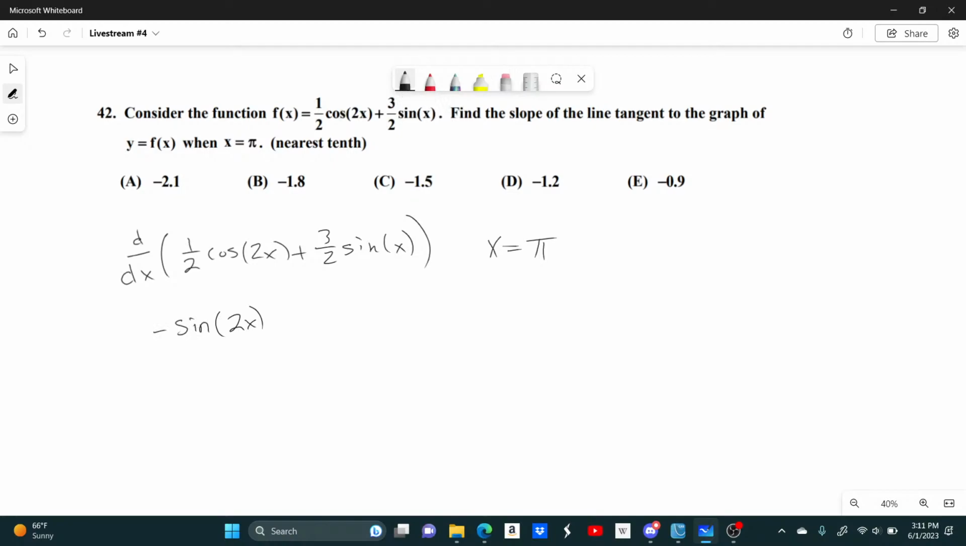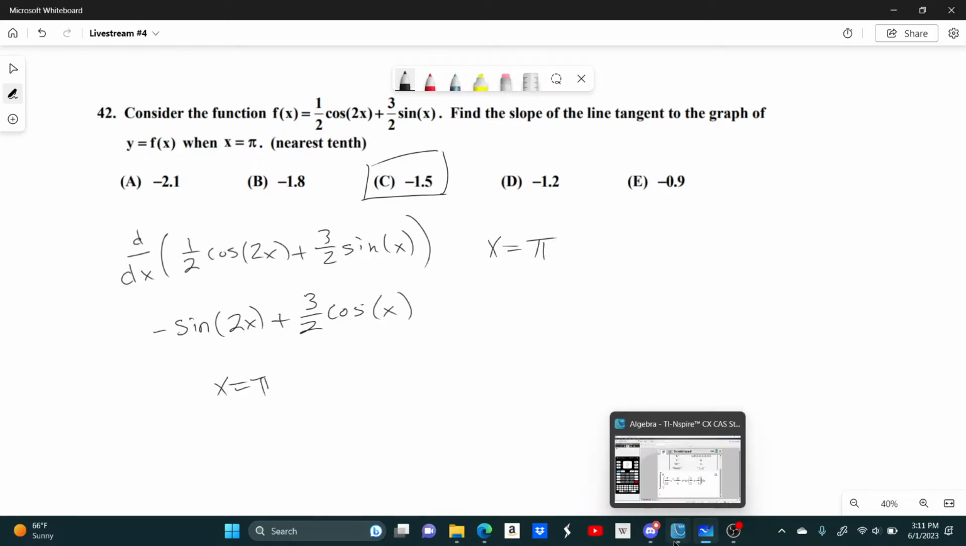And then it's a little bit easier for the second term, so you get the 3/2, and then the derivative of sine of x is just cosine of x, and then you plug in x equals pi. So sine of 2 pi should just be 0. Yeah, sine of 2 pi is just 0. And then cosine of pi is -1 times 3/2, which should give you -1.5.